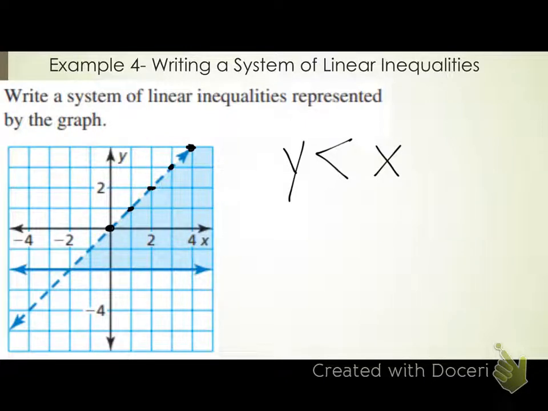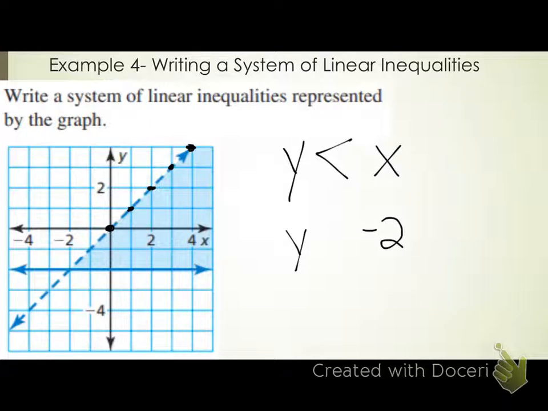Okay, second one. The solid line now. Is that a vertical line? No, so it's not x and some number. Is it a horizontal line? Yes. So it's y and some number, right? What's that number? Where's that line going through the y-axis? Negative 2. So I know I've got y on the left, negative 2 on the right.